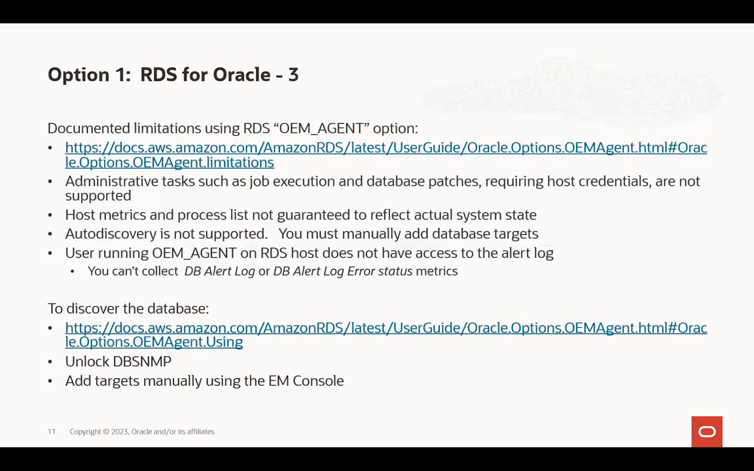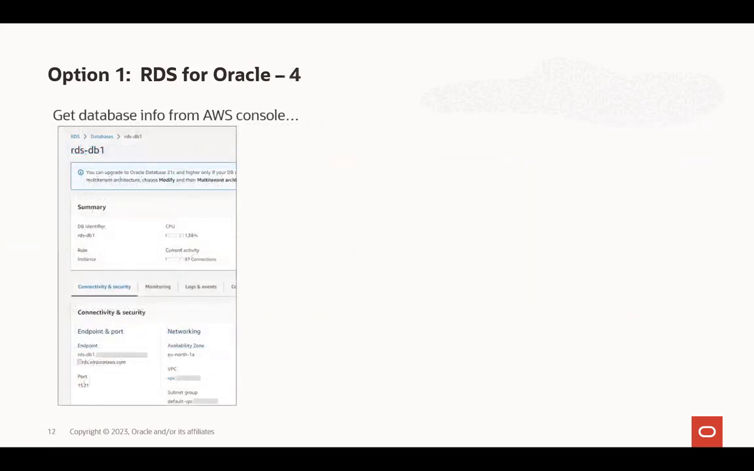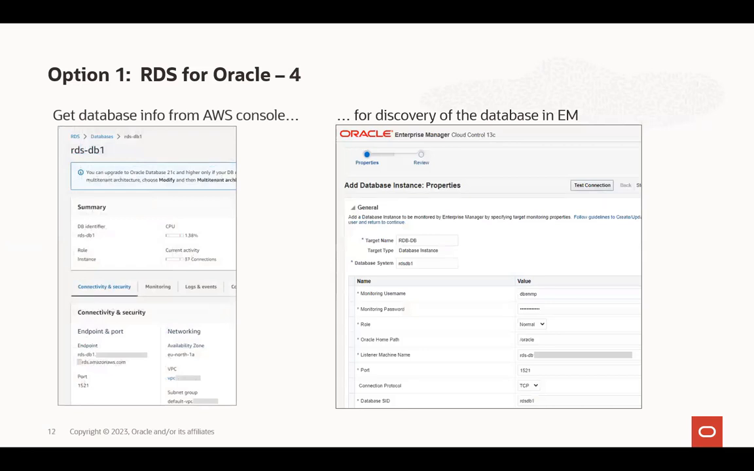They also provide details on how to discover the database in Enterprise Manager. At a high level, you'll have to first unlock the DB SNMP account and then manually add the database target using the EM console. To manually add the target, you can first retrieve information about the database from the AWS console, and then use these to fill in the required properties during database discovery in Enterprise Manager.